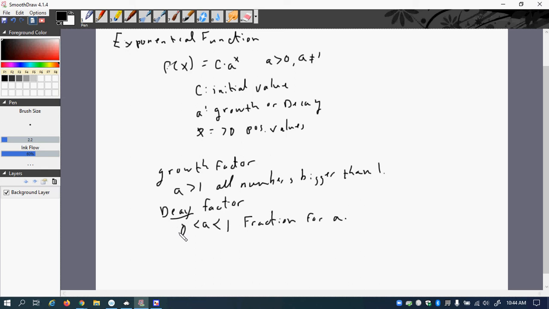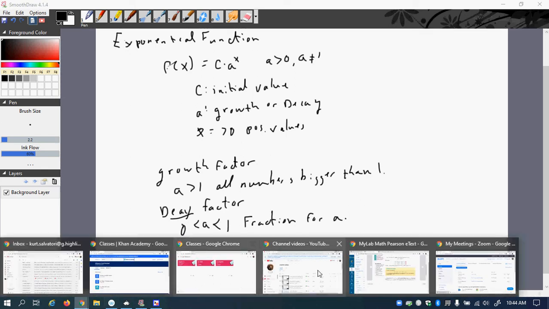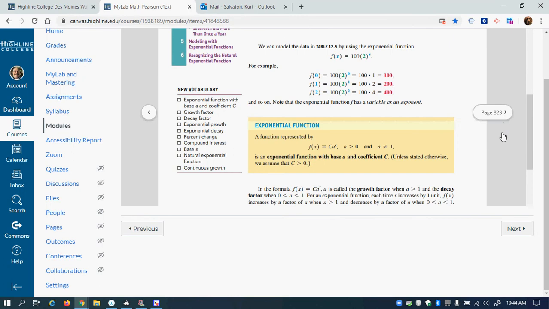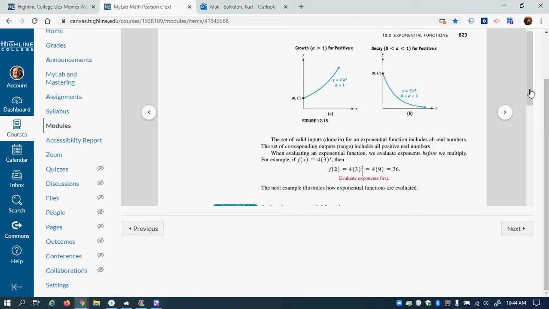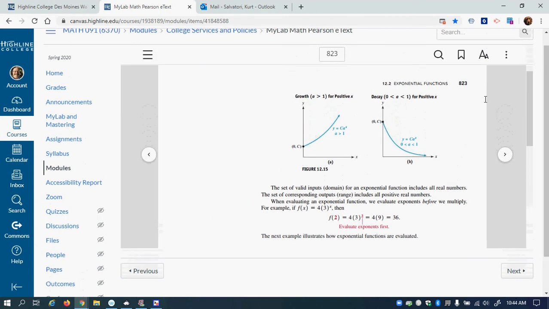If you go back to the book and go to the next page, it shows graphs of what they look like. So here are the two graphs. This is a growth exponential, where it starts at an initial value and takes off. Or this one here, which is a decay, which starts with a certain amount and then decays over time in an exponential fashion. So these are the two graphs that you get.